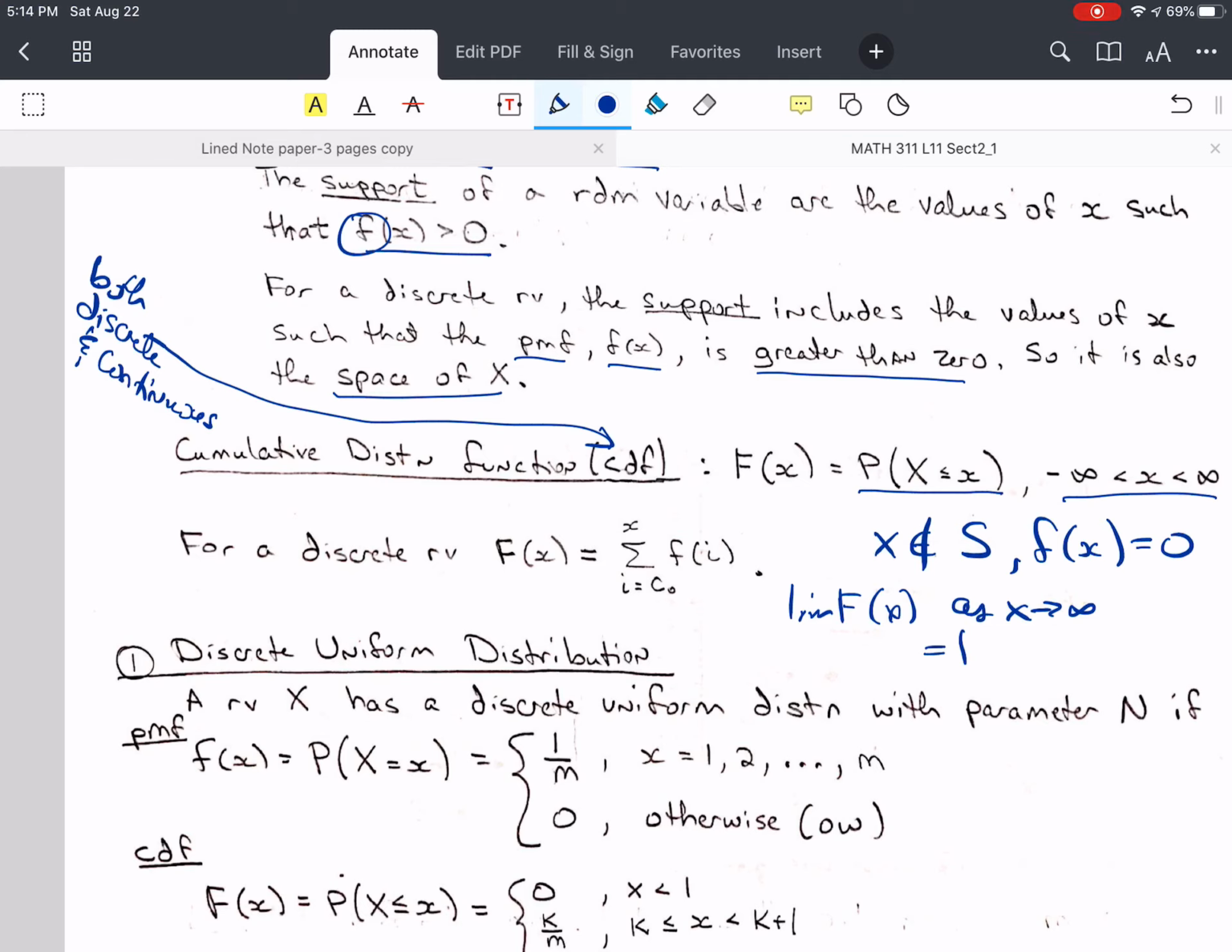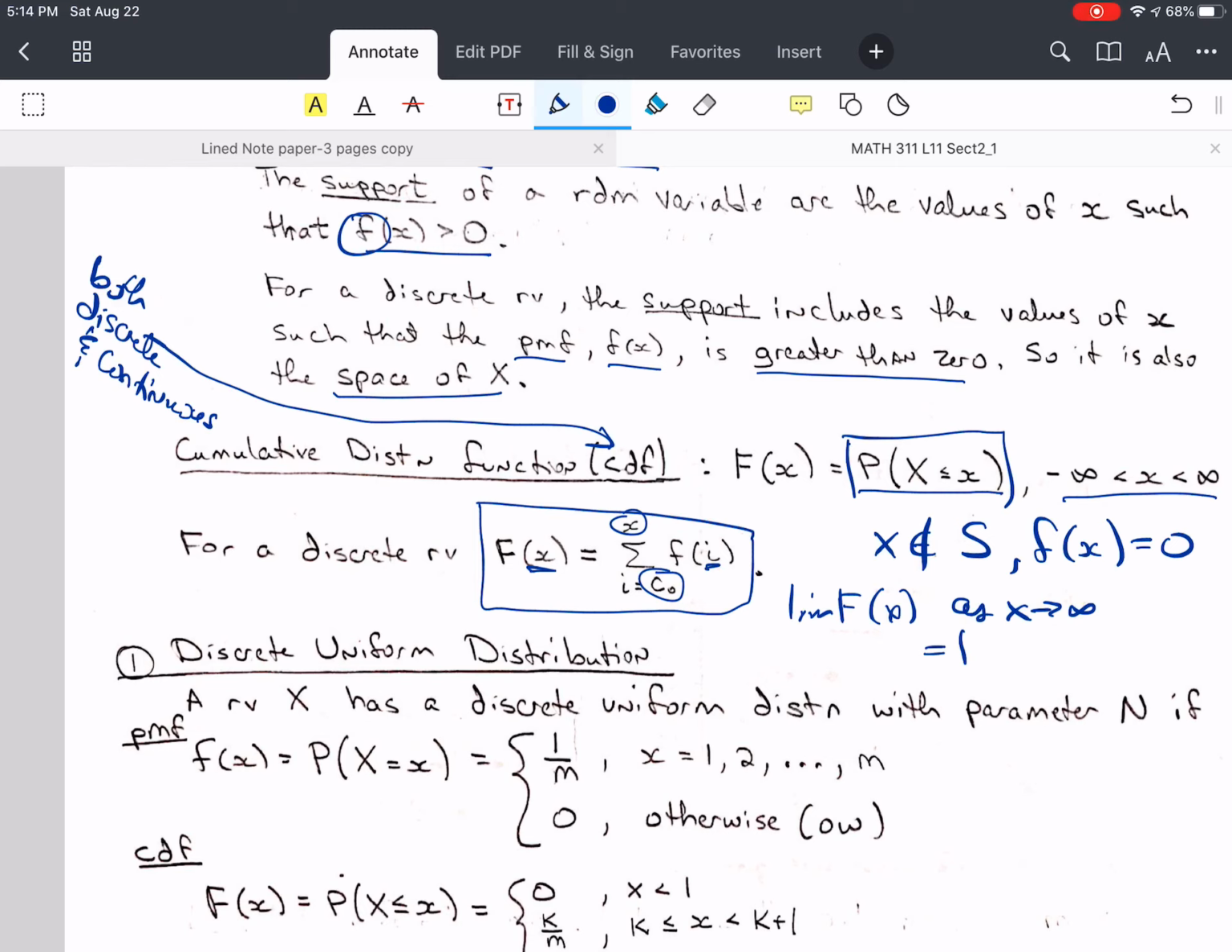So for a discrete random variable, F of x can be written not just as the probabilities, but as the sum for i equals c0 up to x of f of i. This is some notation. I'm not sure why we use that, but that's okay. We're letting c0 be some constant up to x, because we're saying F of x here, and we have to use i.